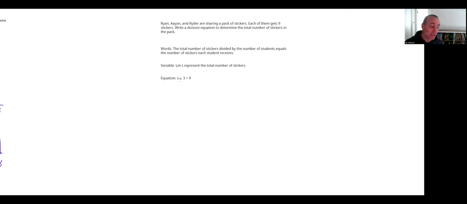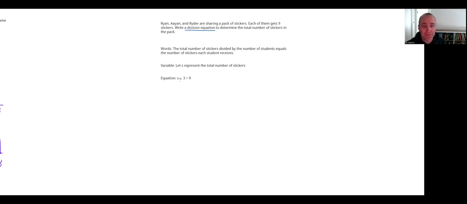Now again, your instinct when you see this problem for a lot of you is going to be to just make a multiplication problem, but it's telling you to write a division equation. That's the key. You have to read the instructions and follow the instructions. This is important. I know it seems like it'd be easier for a lot of you to just do the multiplication, but trust me, you have to learn these basic skills so you can do the harder problems later.